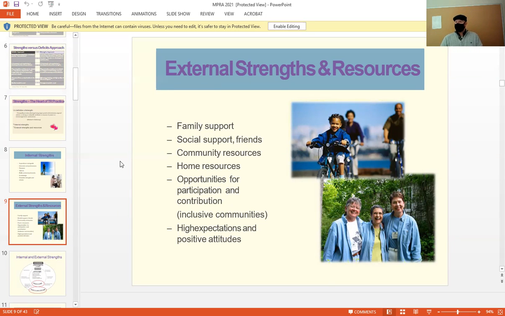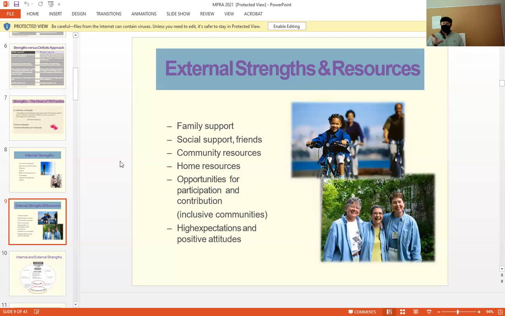Home resources. You know, what do you have as far as support from home? Do you have monetary support, do you have enough money to do things that you want to do and you're not in a bind in that way? That matters. Opportunities for participation and contribution, that's a good chance to meet like-minded people who have the same sort of ideals as you.